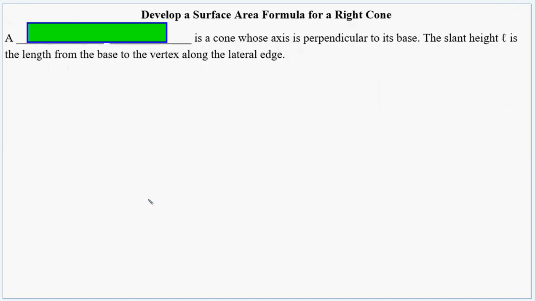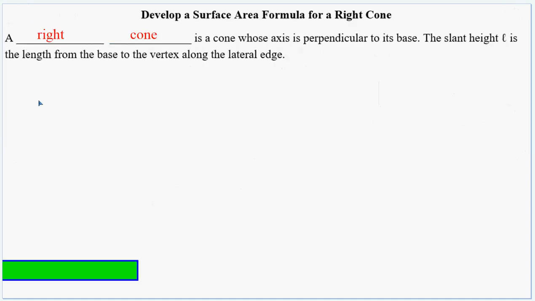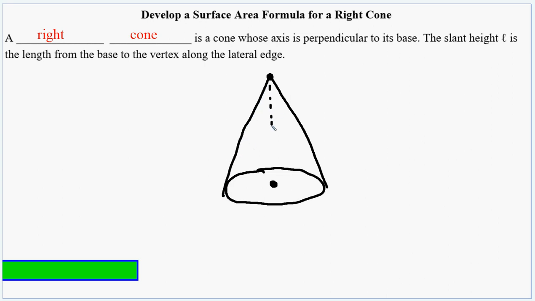All right, let's get into today's stuff. A right cone is a cone whose axis is perpendicular to the base. The slant height L is the length from the base to the vertex along a lateral edge. So our base is going to be a circle, and then right above the center of that circle will be our vertex, and we'll connect it down like this. So this would be the height of the cone, and the slant height L goes from the base to the vertex. So this edge here would be L, and of course we would have a radius here at the bottom.